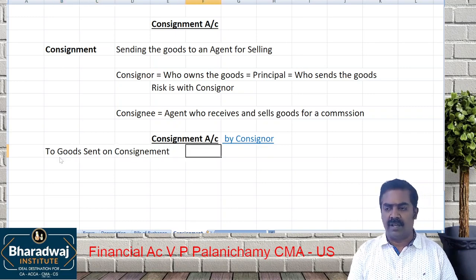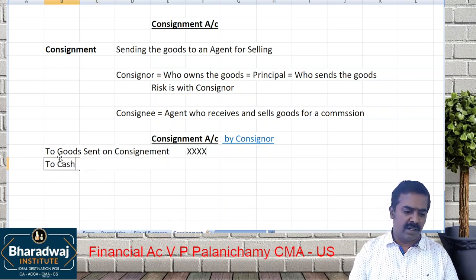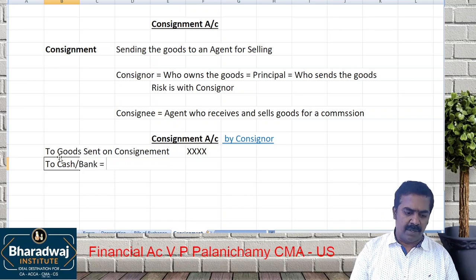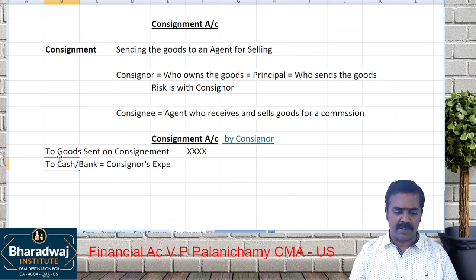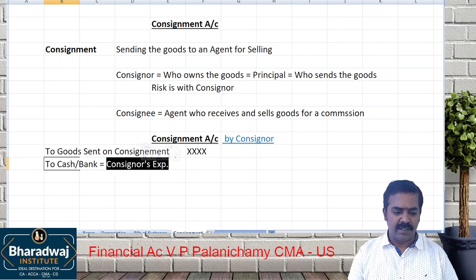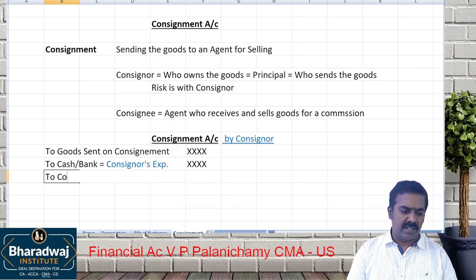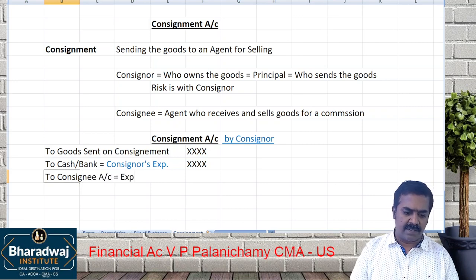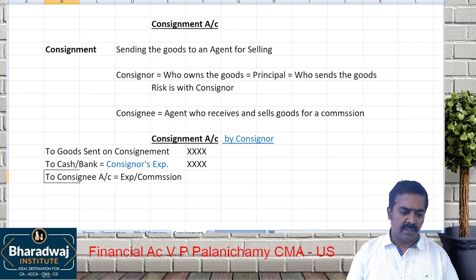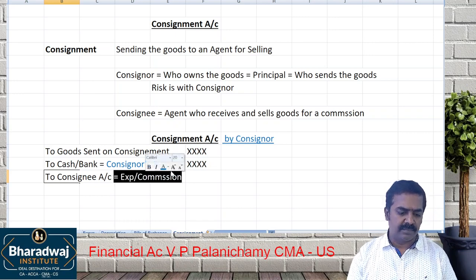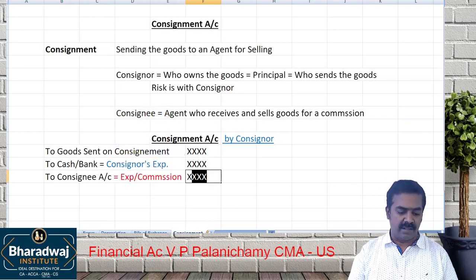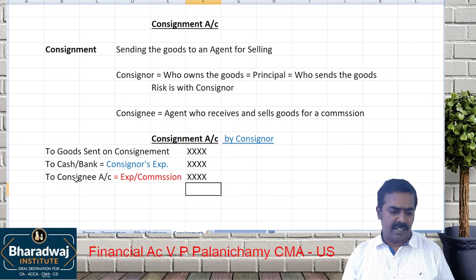To goods sent on consignment. We will debit the goods sent on consignment to cash or bank. Simple. All consignor's expenses. Debit all expenses. All whose expenses? Consignor's expenses. We will debit it. Then to consignee account. Simple expenses. Commission. This is paid by whom? Consignor or consignee? Expenses and all we will debit. Debit all the expenses.